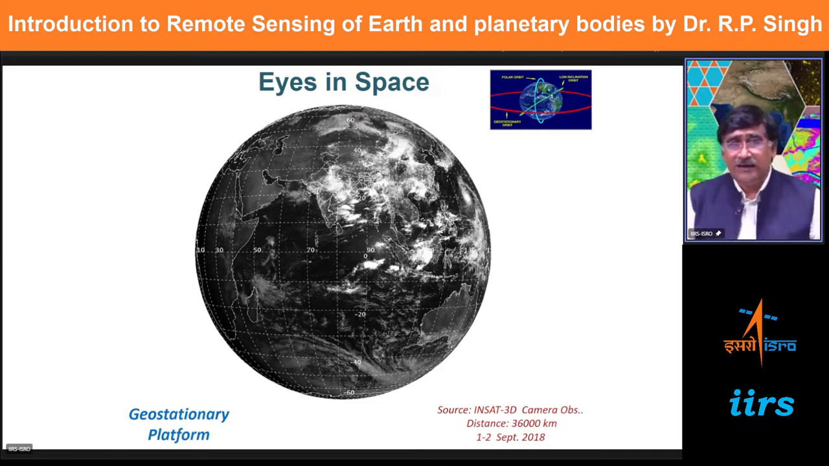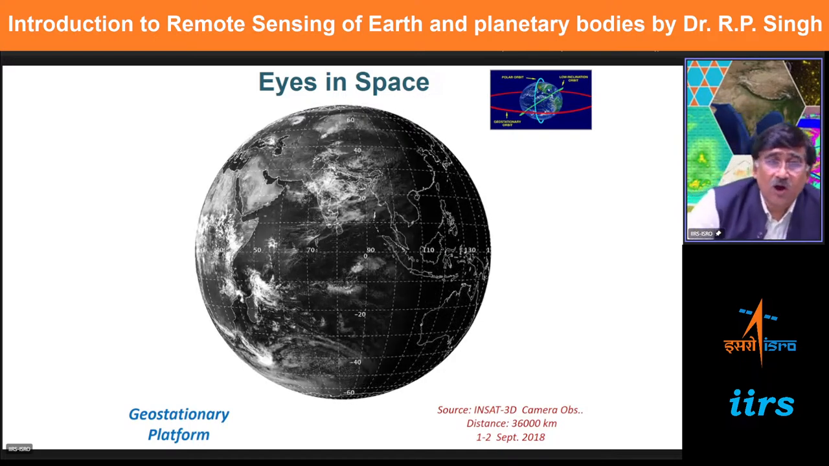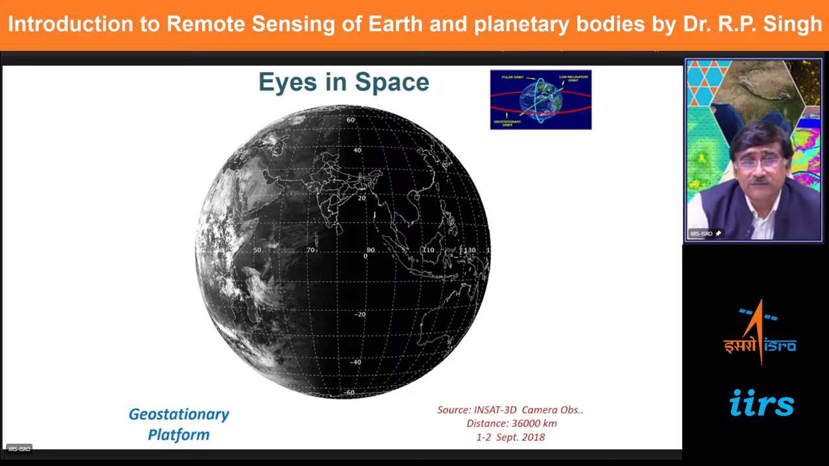I'll be talking a bit more in detail later on about what applications are being done from these polar or geostationary orbits.